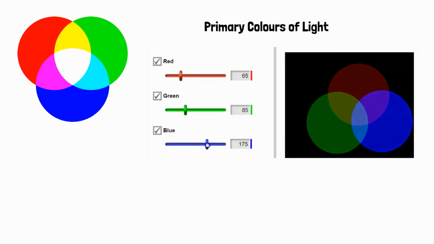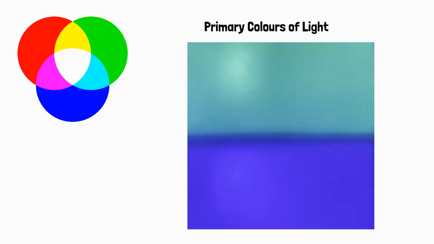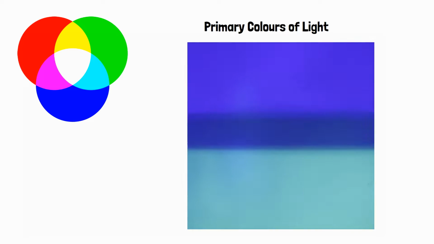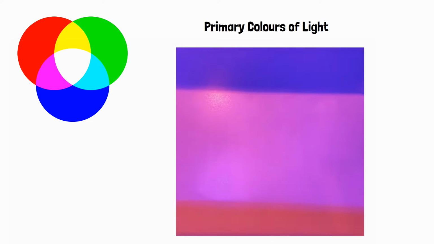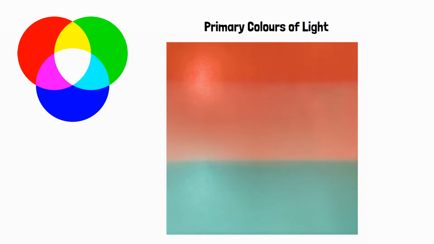The primary colors for light are red, green, and blue. If we mix only two colors, we can produce our secondary colors. Green and blue make cyan, blue and red make magenta, and finally, red and green make yellow.